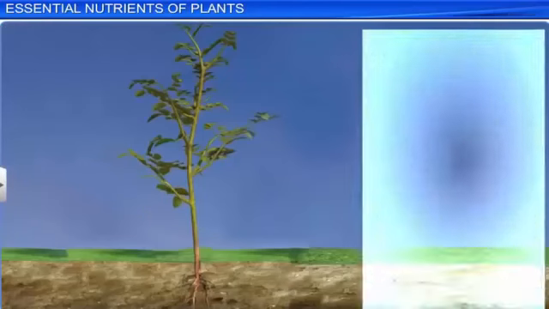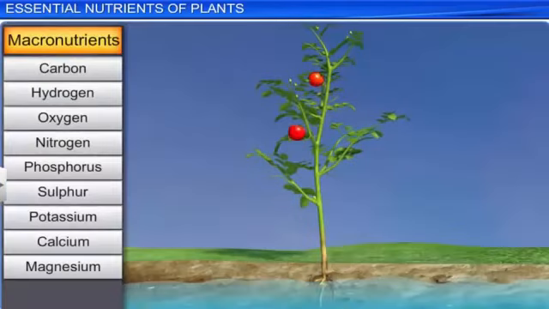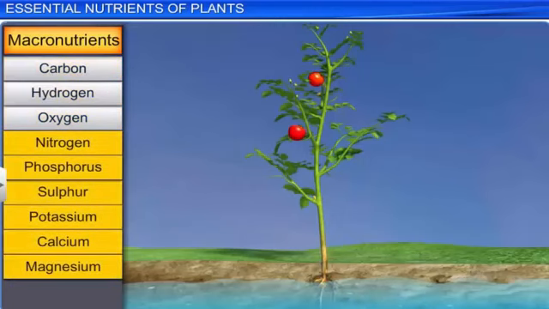Plant tissues contain more than 10 mmol per kg of dry weight in macronutrients. Of these, carbon, hydrogen and oxygen are mainly obtained from CO2 and H2O, while the others are absorbed from the soil.